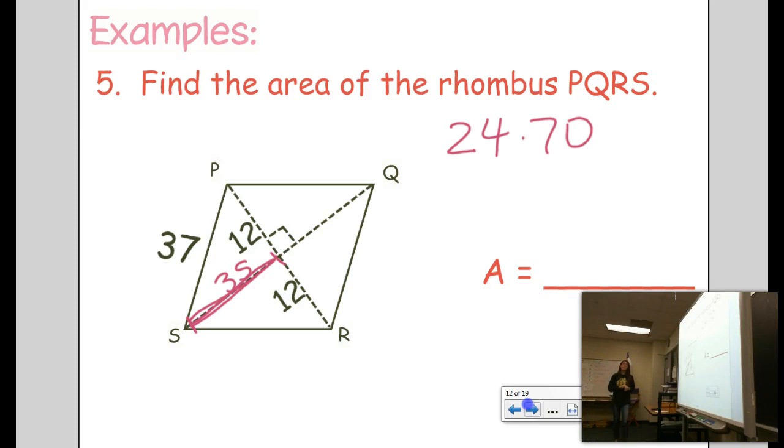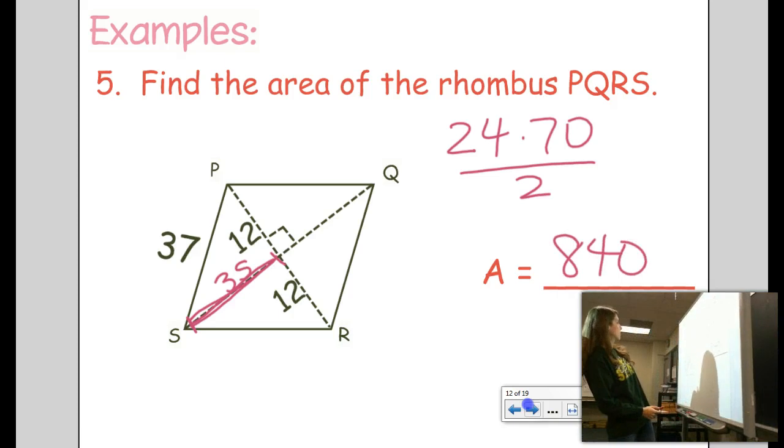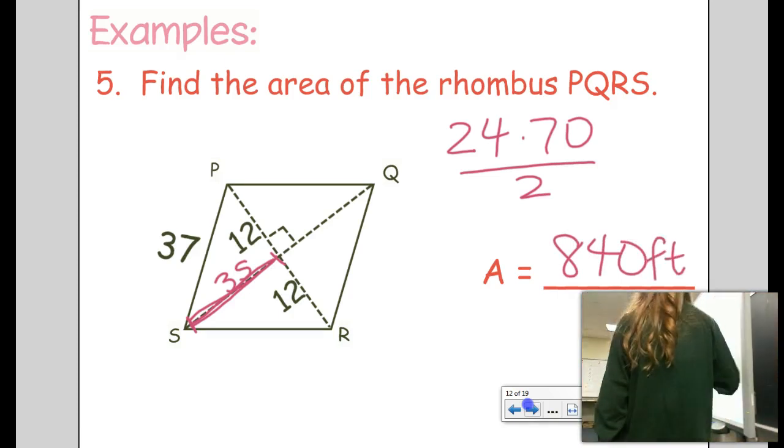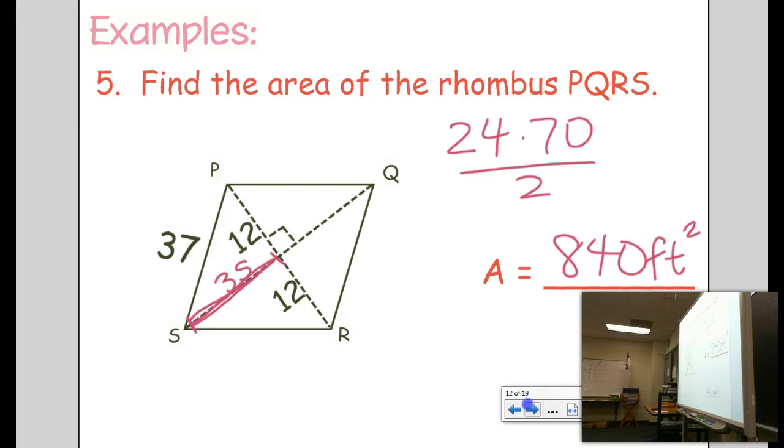Jeanette, when you're ready, can you tell me the area, please? Diagonal times diagonal divided by 2. Not plus, times. 840, and we don't have units. All right. Oh, mine doesn't. What is it? Feet. Mine doesn't. Yours does. Cool. Ask me a question about this problem. Perfect? Easy? Oh, okay. I'll take that.